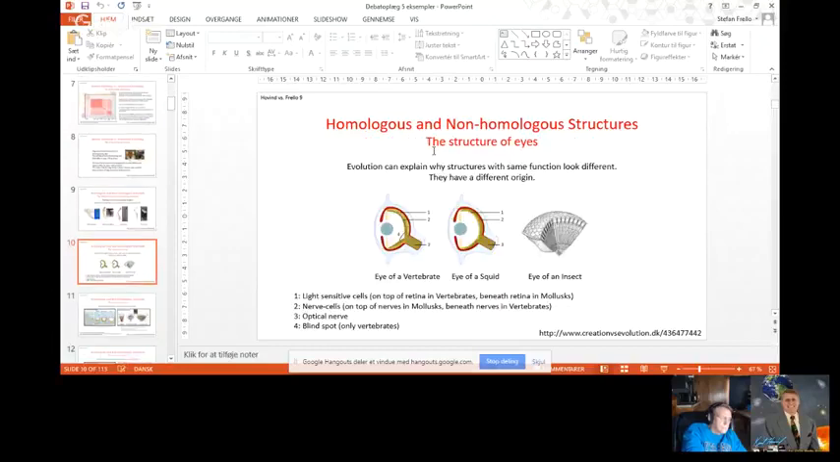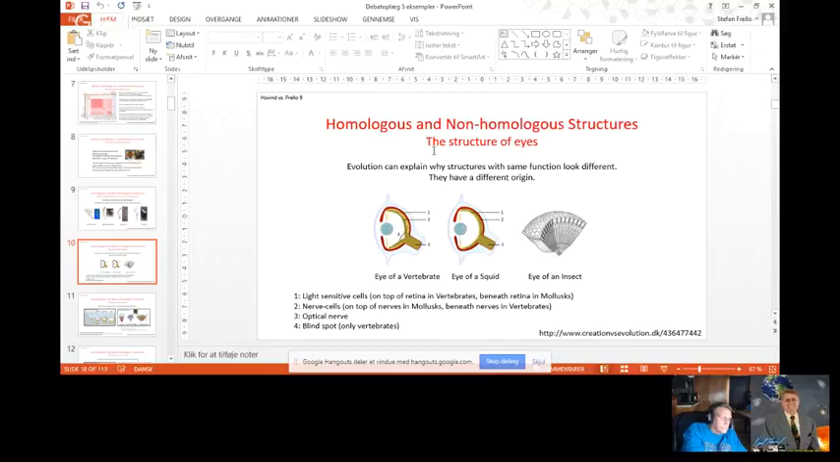Other homologous structures: the famous example of the vertebrate eye, a very complicated thing. The eye in the middle is the eye of a squid, an octopus, and they look very much the same. But if you look at the details, you can see that the dark green area, which is the nerve cells, in the vertebrate eye are on top of the retina, the light detecting cells, which is in the opposite direction in the eye of the squids. There the nerve cells are below the retina.